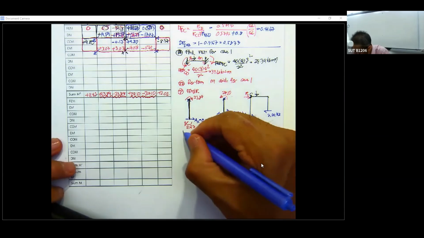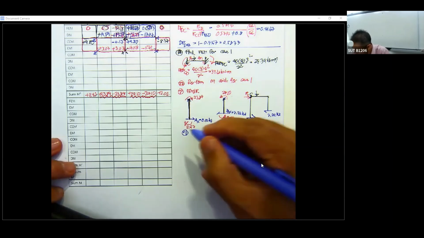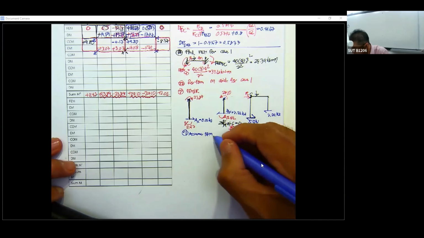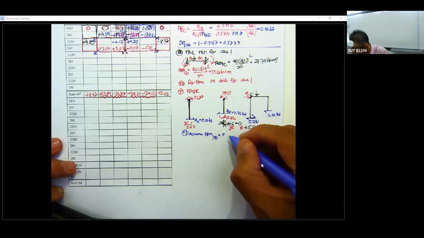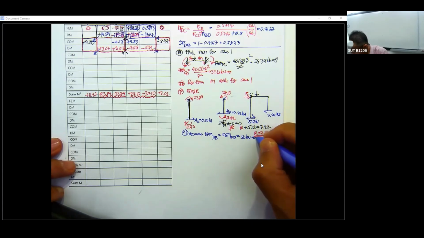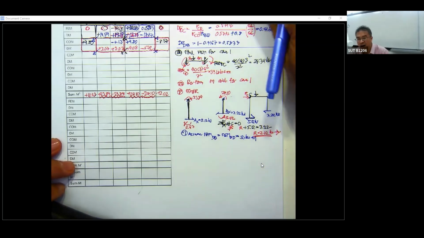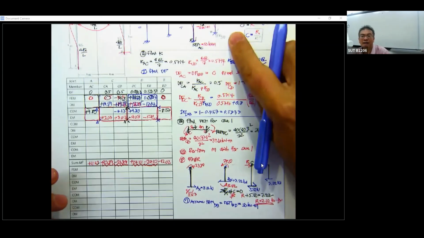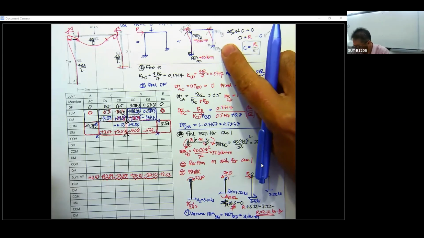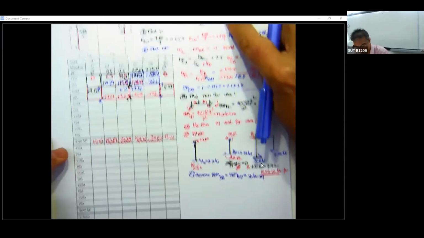We assume fixed end moment dB equal to fixed end moment BD and equal to 50 kilonewton meter. And if you go back to this one, this is going to be positive. Okay, this all going to be positive. Just put this one in the positive.